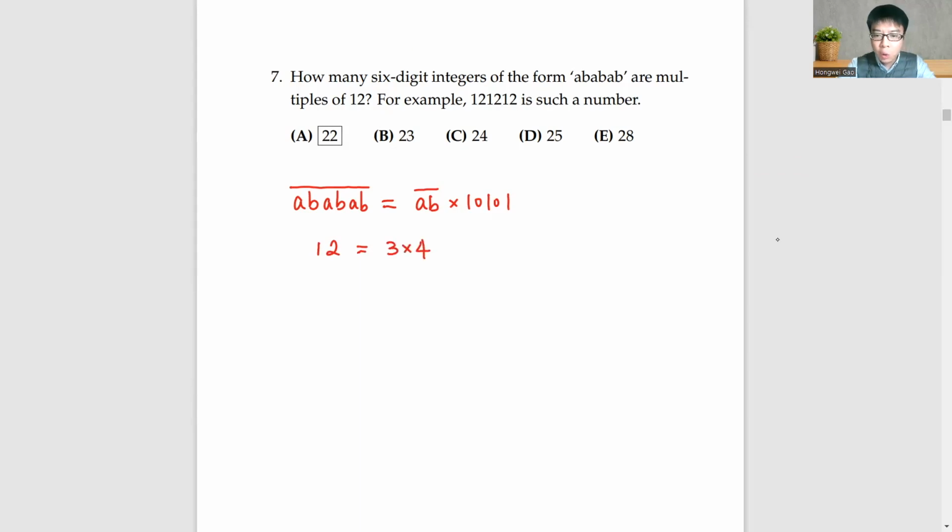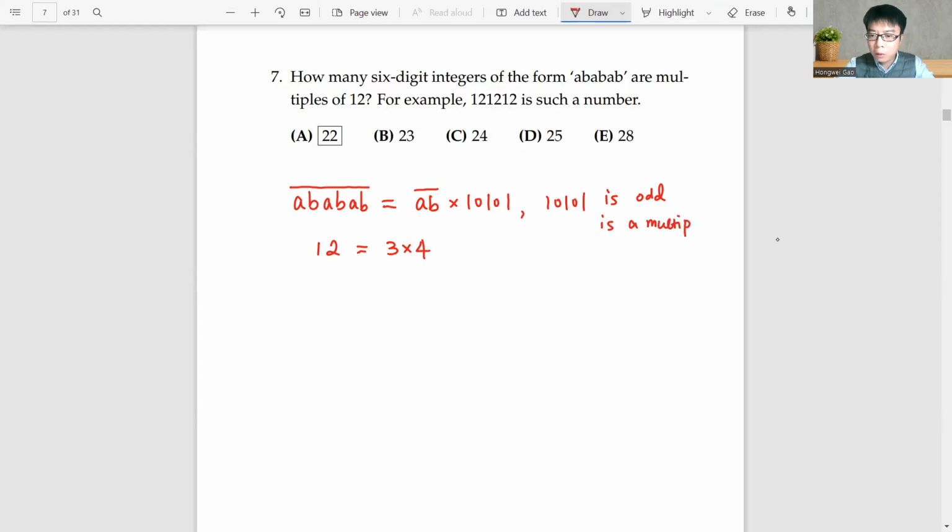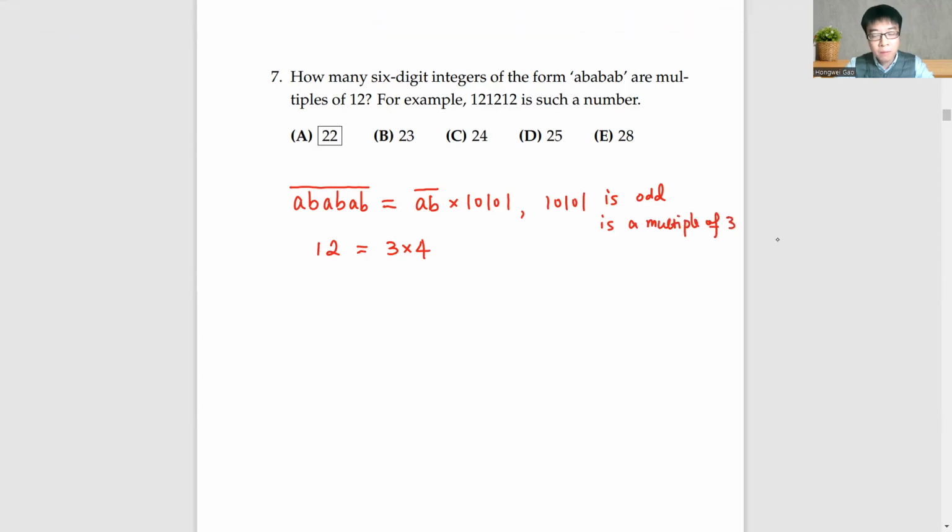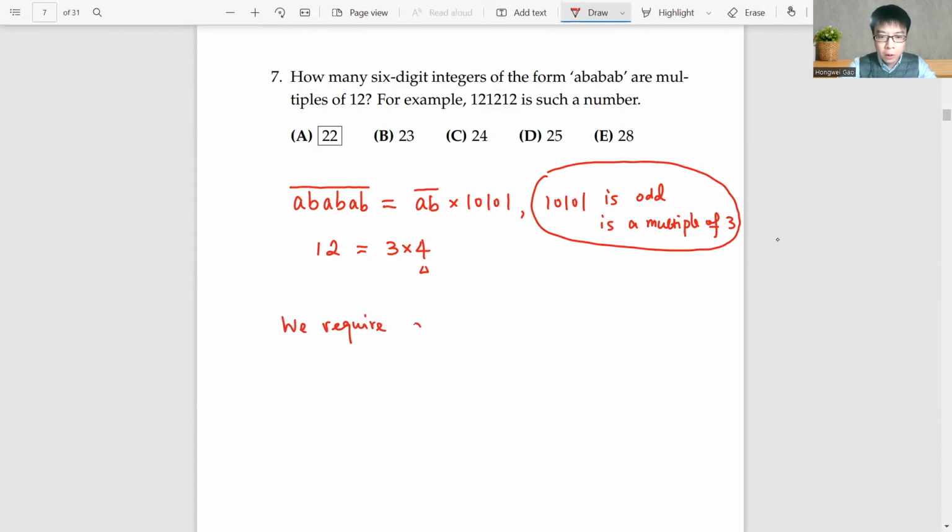We have that 10101 is odd, so it's not divisible by 2 or 4. But it is a multiple of 3, because the sum of its digits is 3. So it's divisible by 3. That's already guaranteed. We need to make sure the number is divisible by 4. So we require this 2-digit number AB to be divisible by 4.